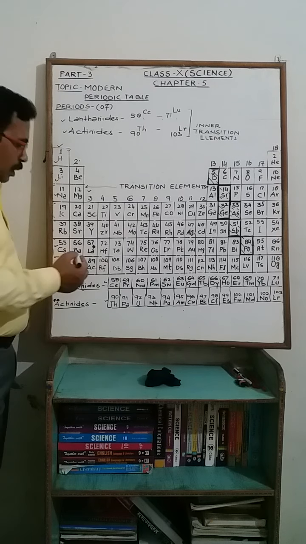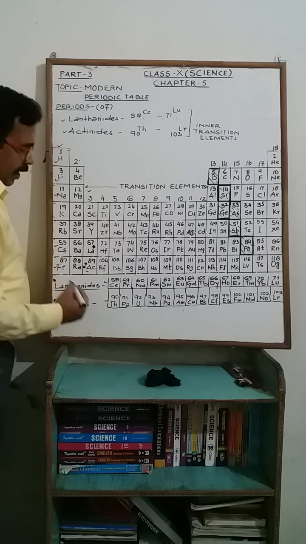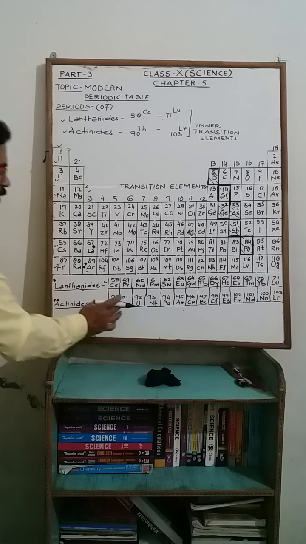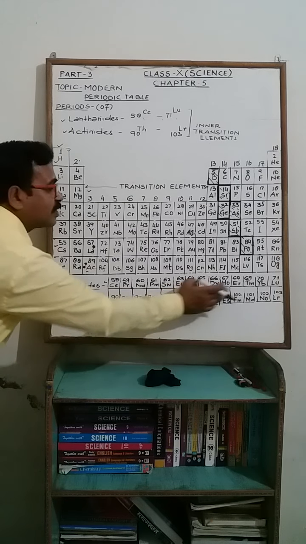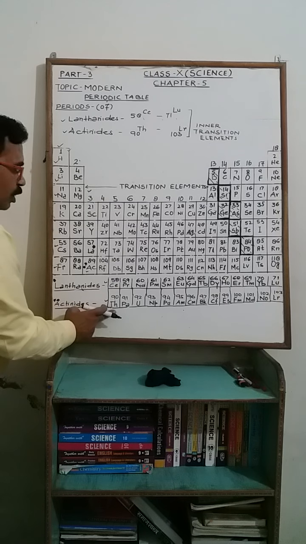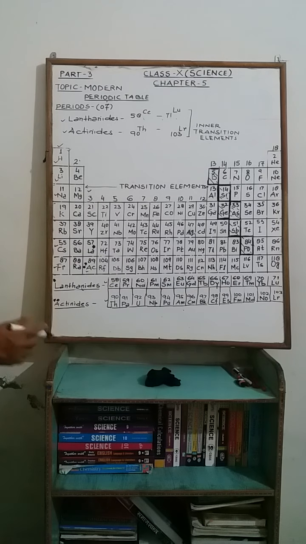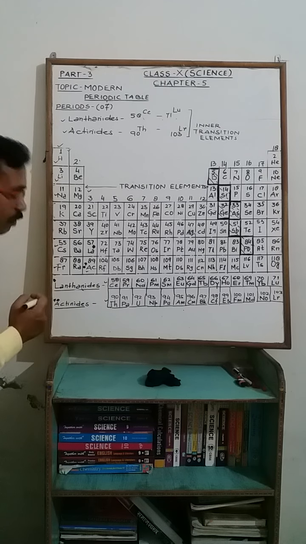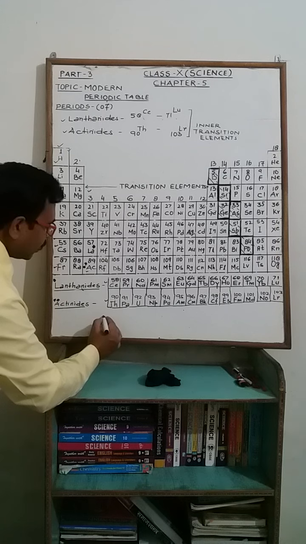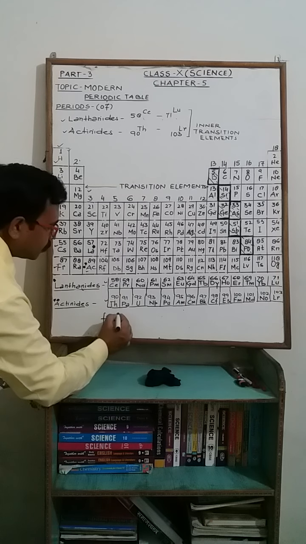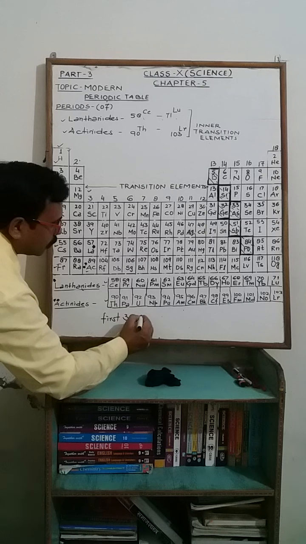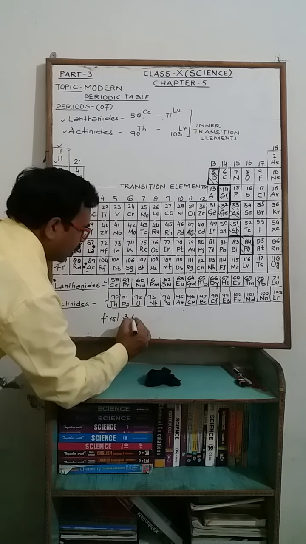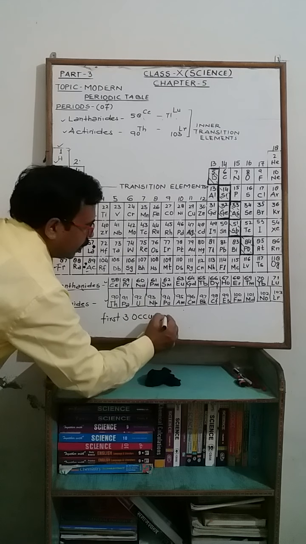Clear? Now one more thing about the actinides, in which a total of 14 elements are there, from thorium 90 up to lawrencium 103. Out of these 14 elements, the first three occur in nature.